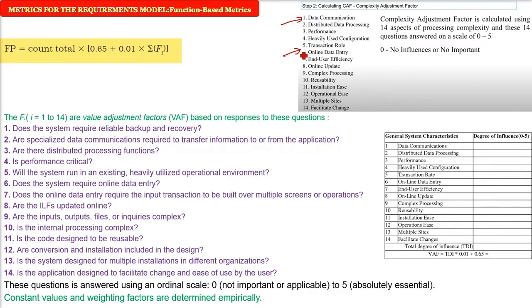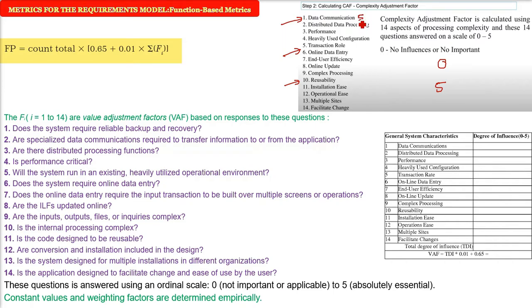For example, data communication is required, reusability is required, online data is required. But what is the complexity? We'll give a number from 0 to 5. 0 means we don't require it, it has no influence. But 5, yes, it is very important. 0 means not important, 5 is absolutely essential.